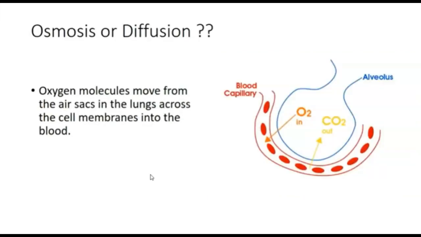Oxygen molecules move from the air sacs in the lungs across the cell membrane into the blood. Diffusion, good. So again, no water is moving here, so it cannot be osmosis. And again, in diffusion, no energy is required, moves with the concentration gradient from areas of high concentration to low concentration.